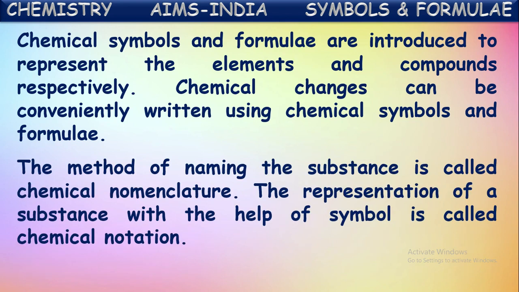The method of naming a substance is called chemical nomenclature. The representation of a substance with the help of a symbol is called chemical notation. So the representation of a chemical substance by giving a symbol is known as chemical notation. For our 118 elements, chemical notations are given, meaning they are represented with a symbol.